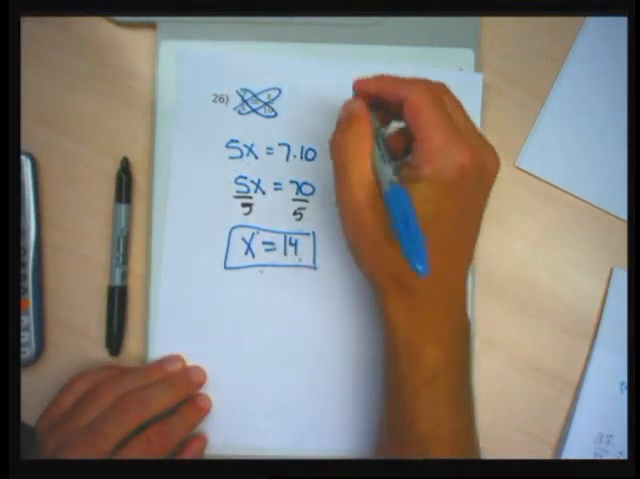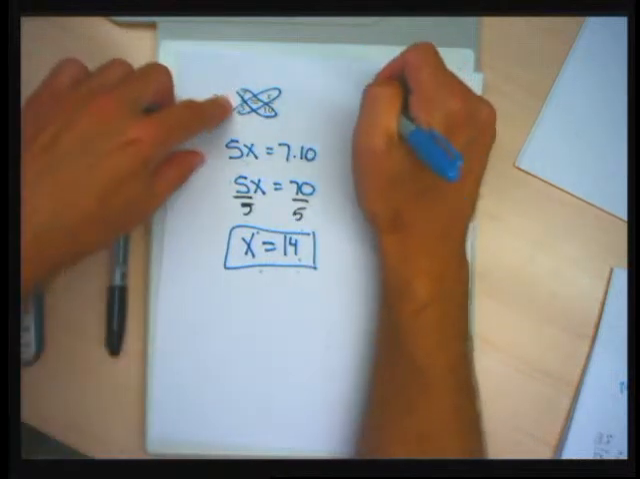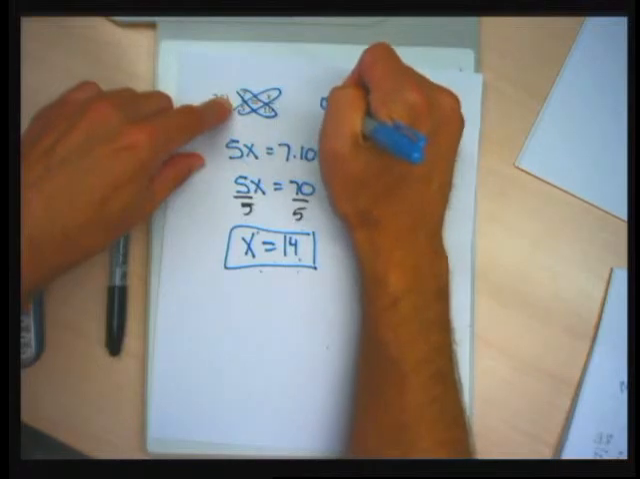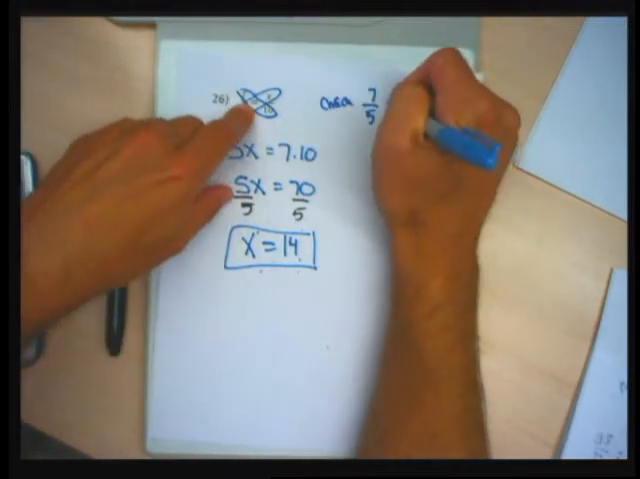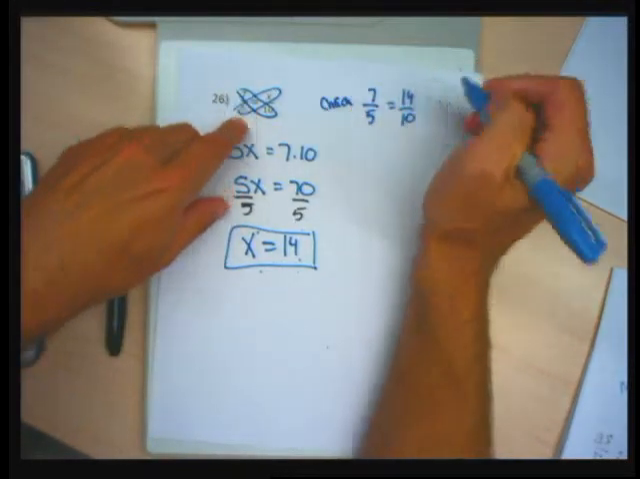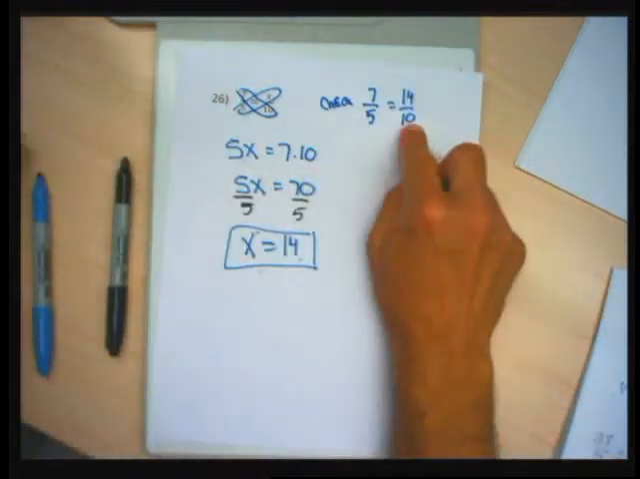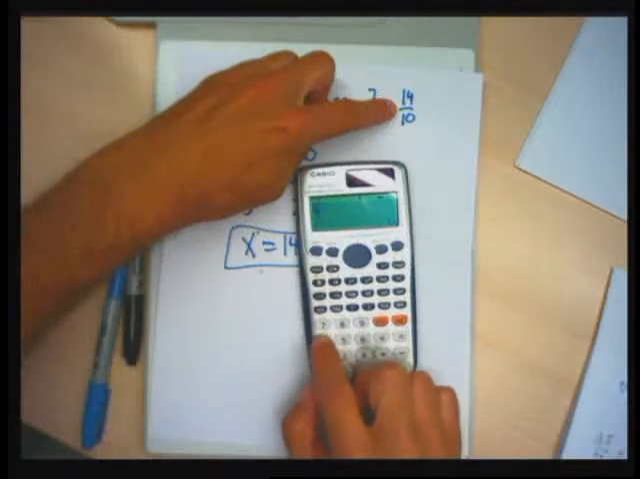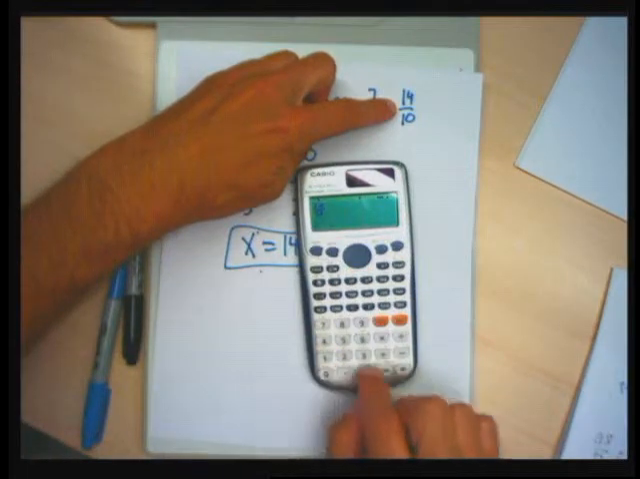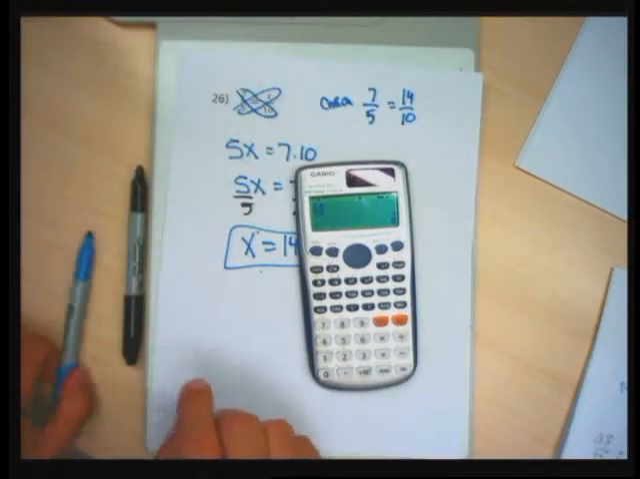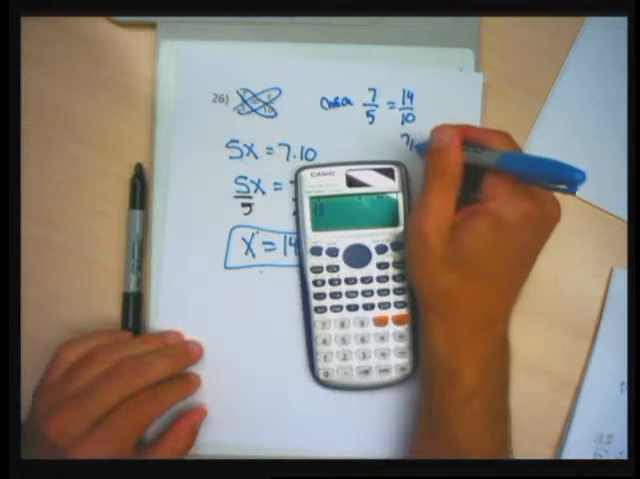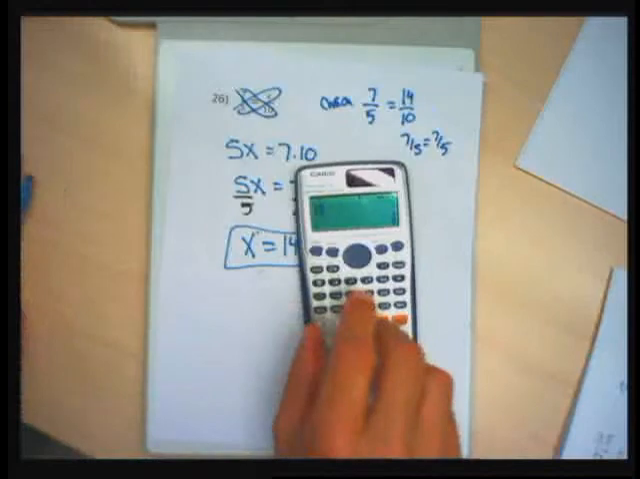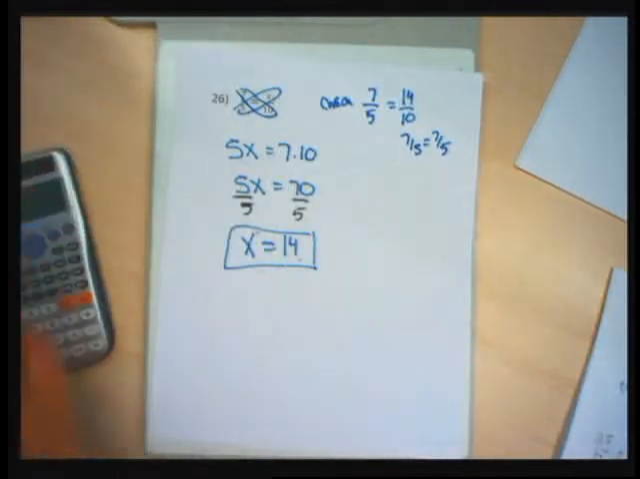Let me check this real quick. So for checking, I'm going to see if 7 over 5 equals 14 over 10. I know that that works, but I can do the right-hand side just fine. 14 over 10 on the right-hand side. If I did that on this calculator, 14 over 10 gives me 7/5. So plugging in and reducing both sides, I get 7/5 equal to 7/5. So my answer is correct because I have a true statement.